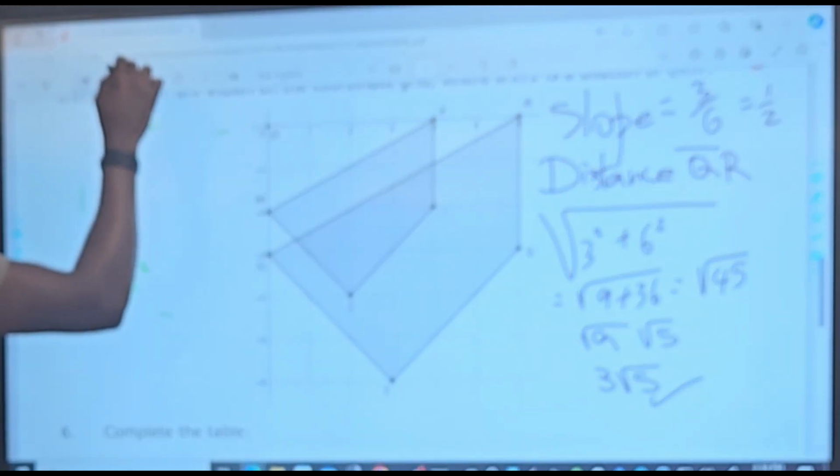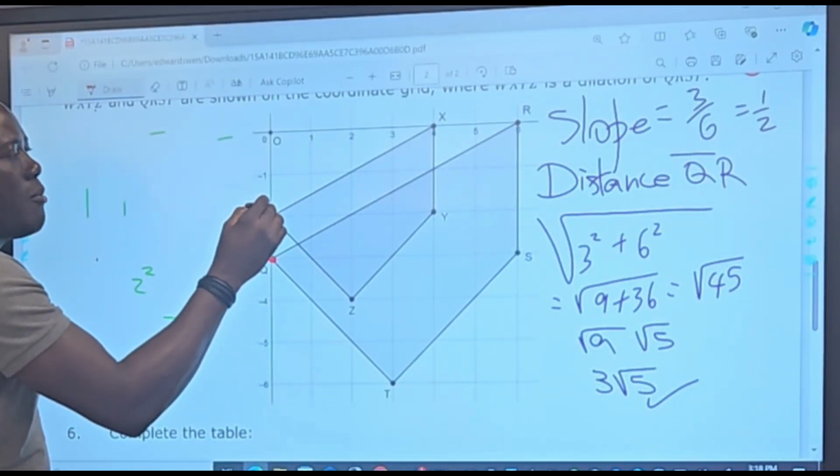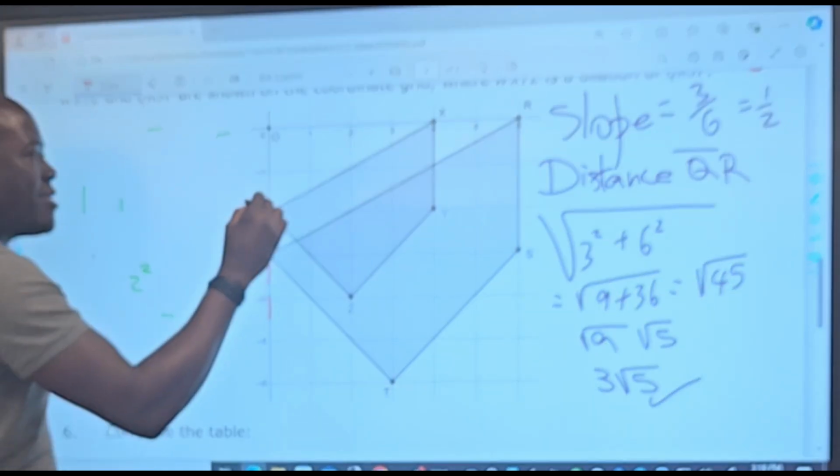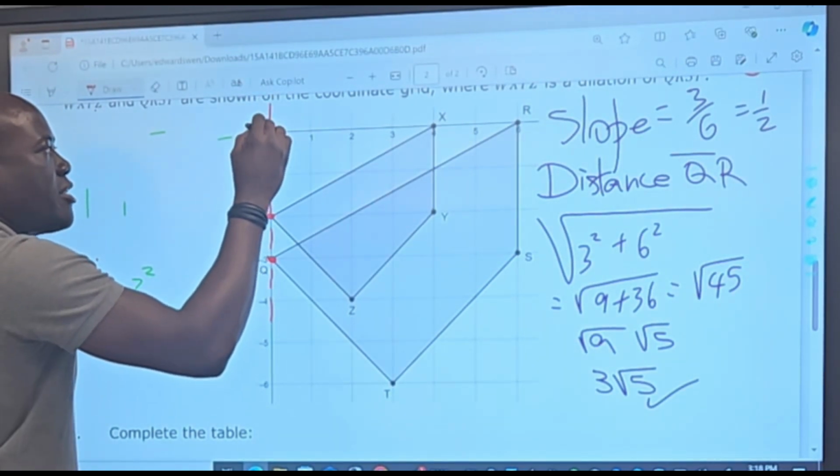So let's go. Let me use a red. So basically, Q corresponds with W, and we're doing a broken line, straight line through this. It's going to go to the center here.